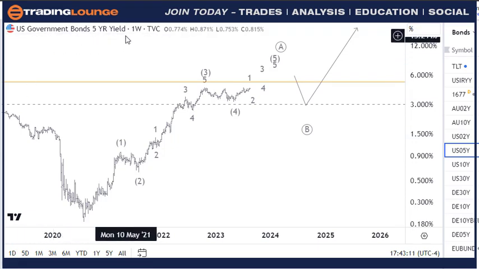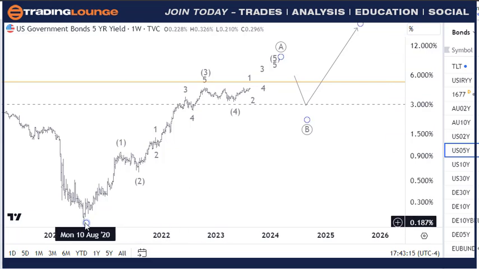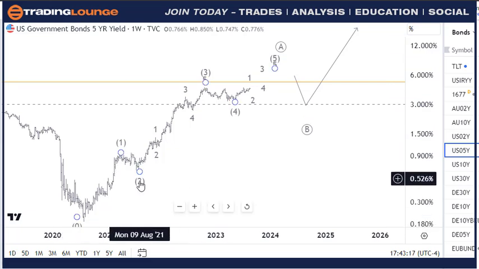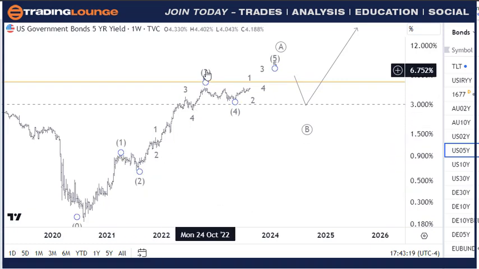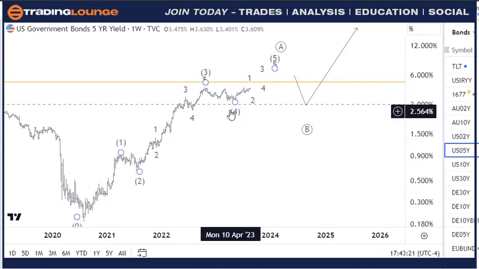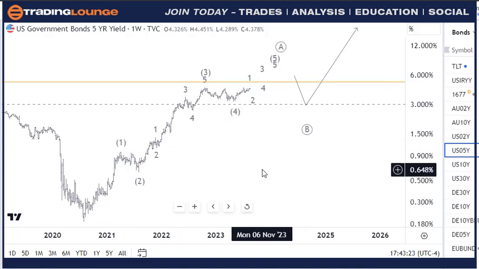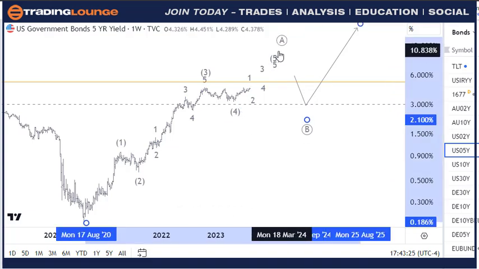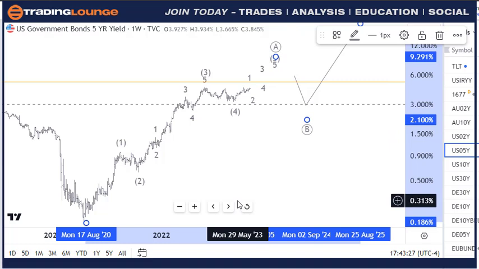Starting with the 5-year US yields here on a weekly chart. Just to go back over this, we've got a very clean wave 1 and 2, and a very clean wave 3 here, and a wave 4 here, and then we're looking for 5 waves up here. Once we get these 5 waves up here, then we'll look at this as a wave A.